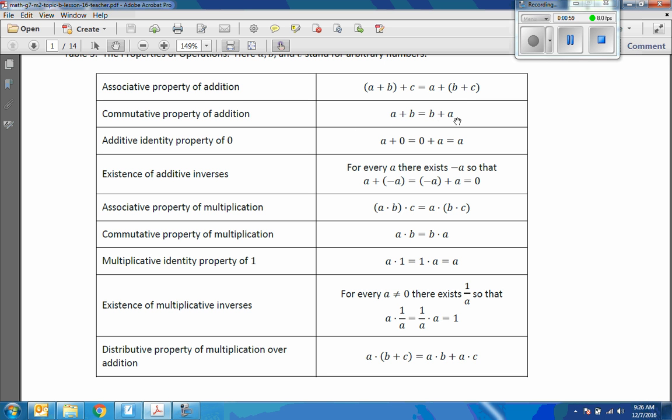The commutative property just means order doesn't matter. A plus B equals B plus A. How about 4 plus 3? 7. 3 plus 4? Still 7.